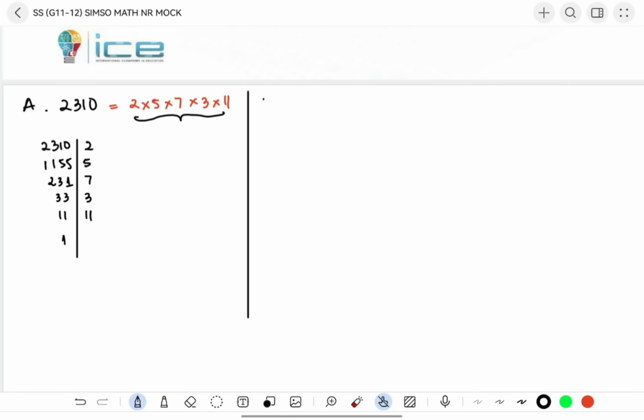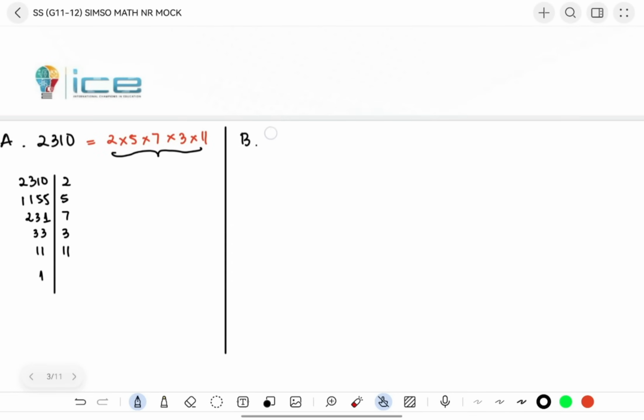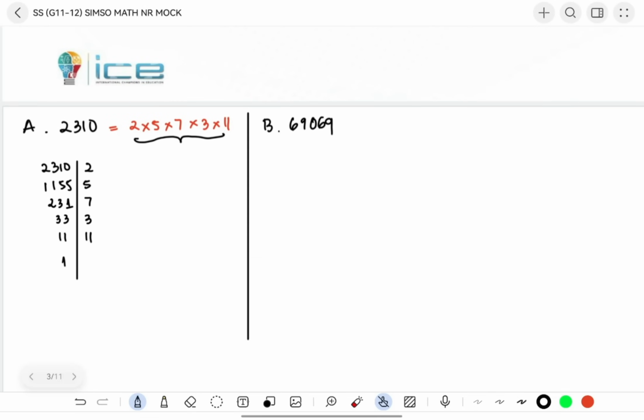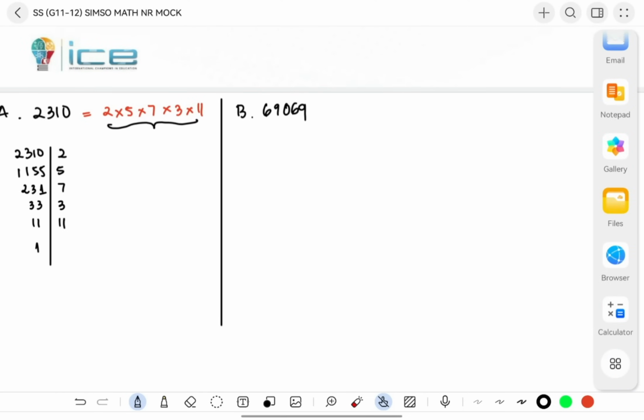So let's do B and see whether B is the answer or not. B is 69,069. We do the same thing, guys. I think you are able to do it already. I might just use the calculator to speed up my work.